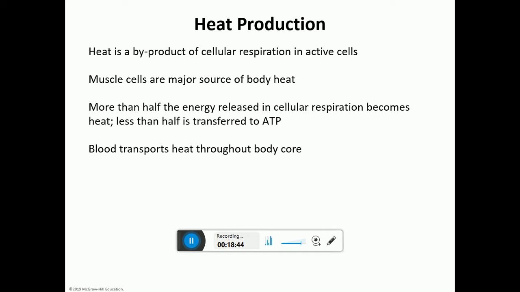Heat production in the body. So remember that one of the functions of skeletal muscle is not just to contract and move the body, but it is also heat production. So about half of your cellular respiration is being used by the muscles, and we're producing heat. So the muscles are the major source of body heat. Actually, it's the cardiac muscle that is the major source of body heat, to be specific. And the heart, through the blood, will transport that heat to the rest of the body.